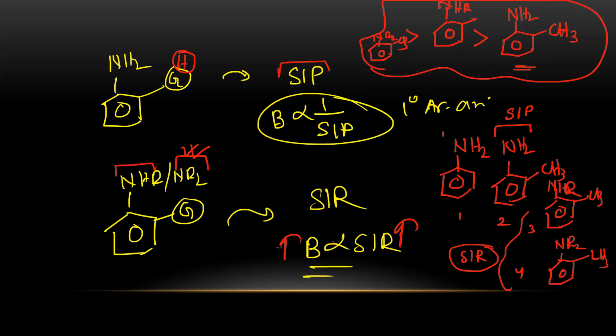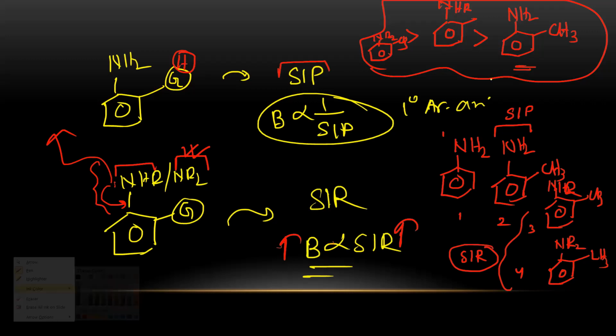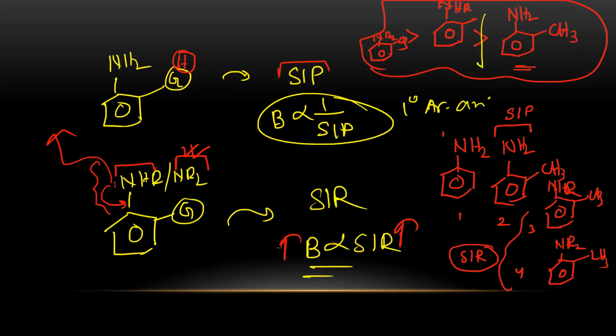Now, if there are two different groups, NHR and NR2, what happens? Steric inhibition of resonance. This group is basically hindering the resonance. That's why the lone pairs are not able to undergo resonance with this ring. That's why the lone pair is very much available, right? So our aniline will be in this position.